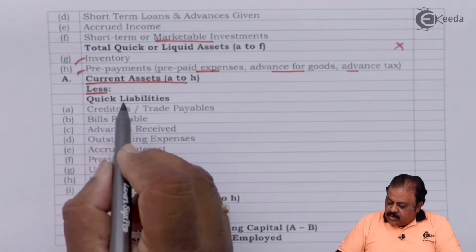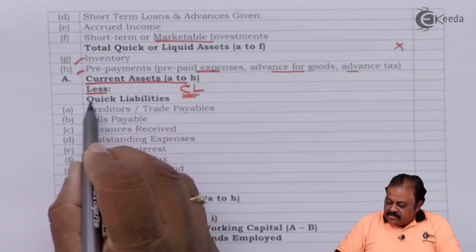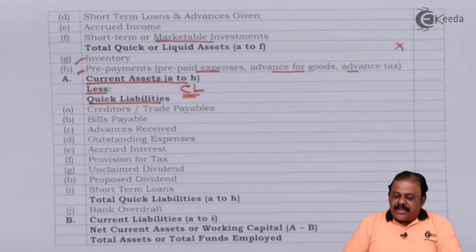From this, we are required to deduct current liabilities, which are of two categories: quick liabilities and non-quick liabilities. Current liabilities which are required to be paid within a short period or within a period of 1 year are referred to as quick current liabilities.